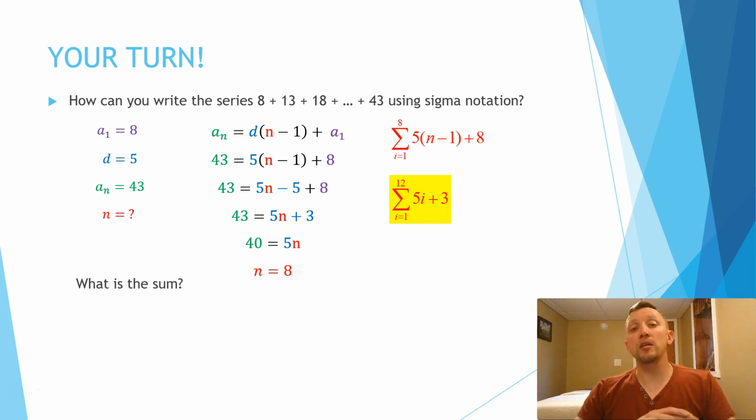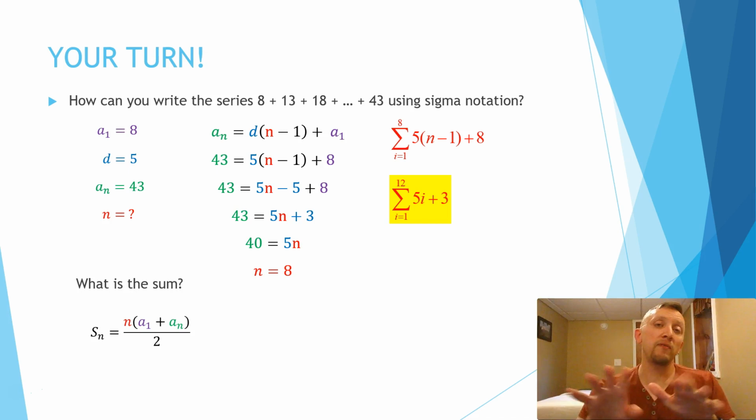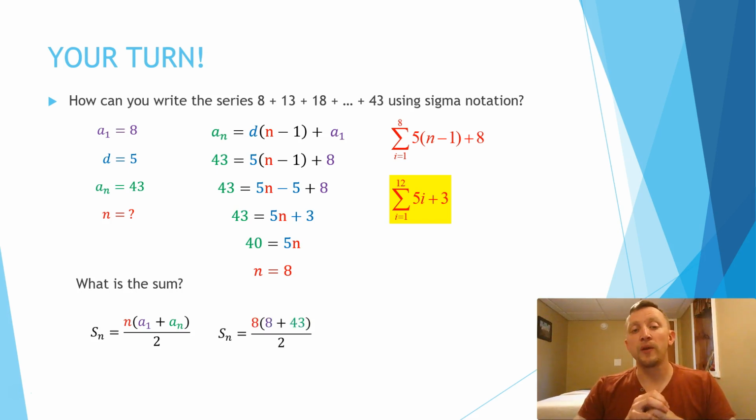Okay, now it says, what is the sum? So we're going to take what we know. Again, we know the first term, we know the last term, and we just found in the previous step how many terms there would be. So we're going to plug that information into the formula. 8 plus 43 is 51, and 51 times 8 divided by 2 would be 204. So your answer is 204. This is the sum of the series.